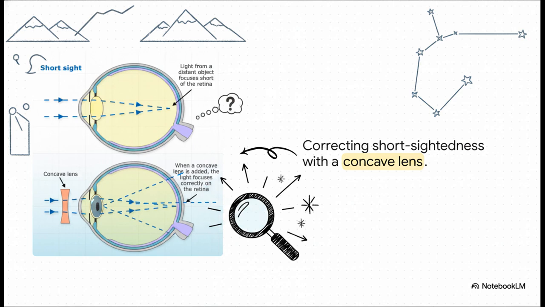To fix this, we strategically place a diverging, or concave lens right in front of the eye. This lens spreads the rays out just a tiny bit before they even hit the eye, which delays their convergence so they land perfectly, crisply, on the retina.